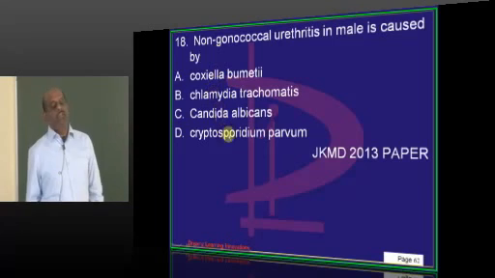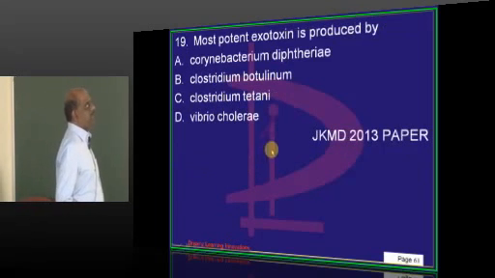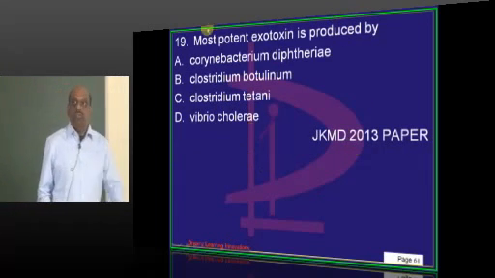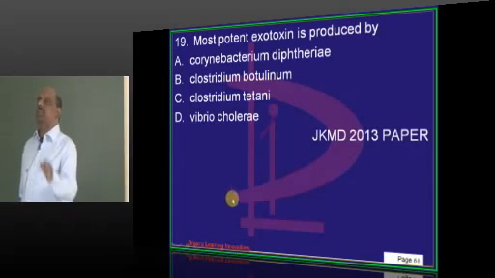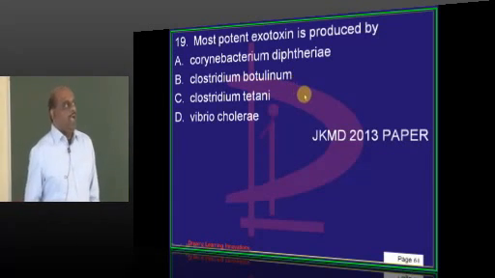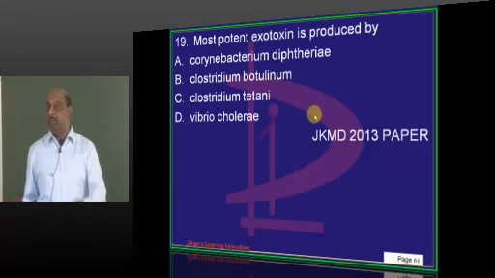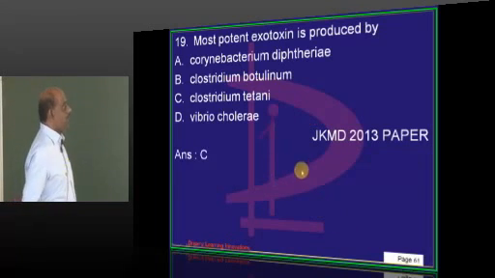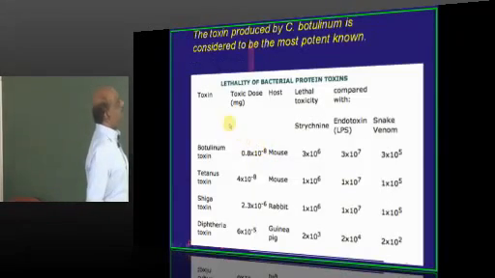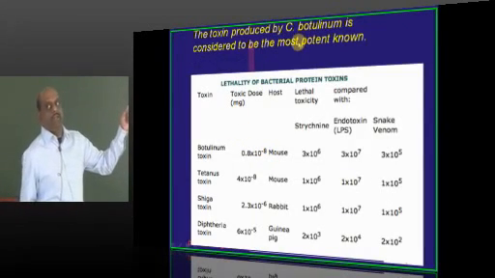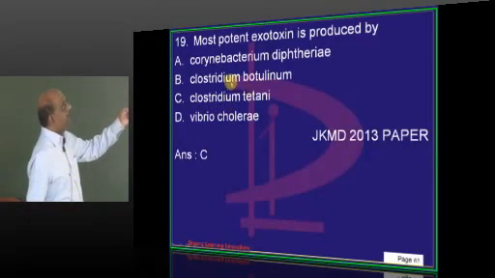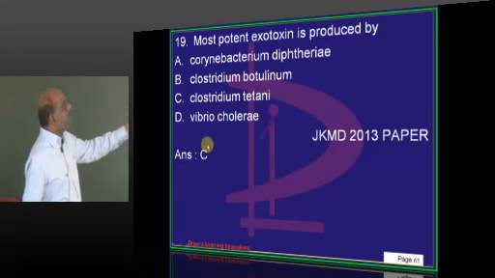Chlamydia is responsible for non-gonococcal urethritis. Out of all this, what is the most potent exotoxin? Actually, both tetanus and botulinum toxin are potent. But the actual correct answer should be Clostridium botulinum, not tetanus. Correct answer should be B.